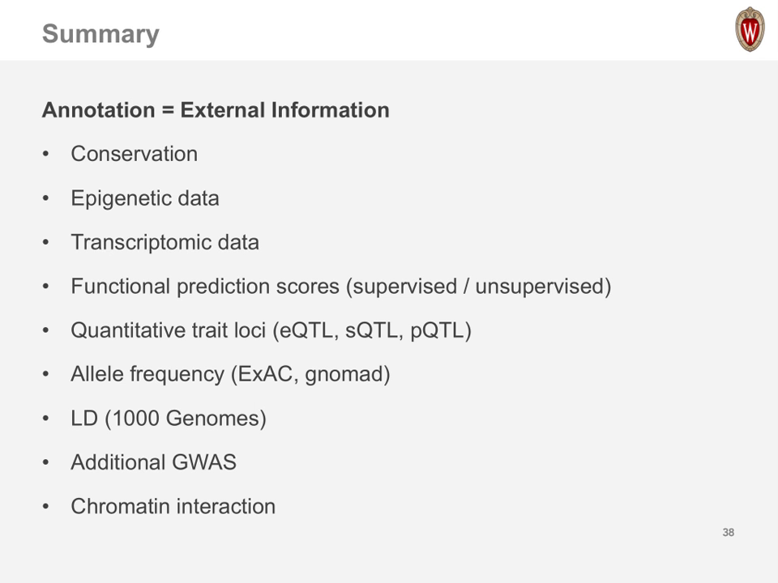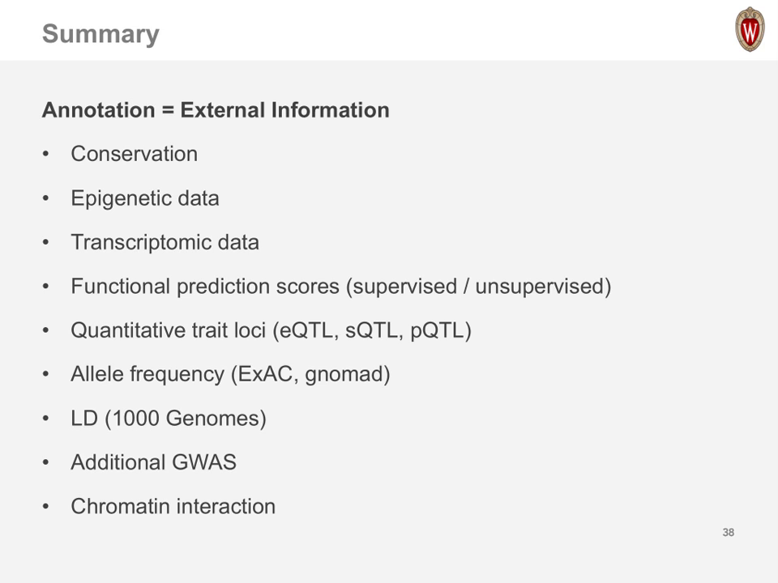So, summary. We have talked about a lot of different types of annotation. When someone mentions functional annotation to you, maybe you were just thinking about functional prediction tools. But to me, it's really equal to external information. You have different types of raw data, including conservation, epigenetic data, and transcriptomic data. And of course, there are computational tools that help you predict whether or not a SNP is functional. But my experience is that all those tools, their results don't overlap. So it's very difficult to tell which one is doing the best job.